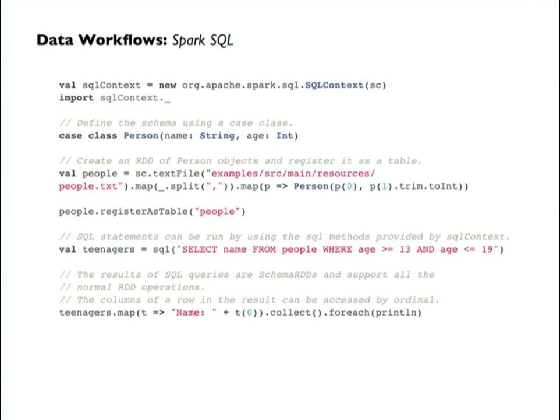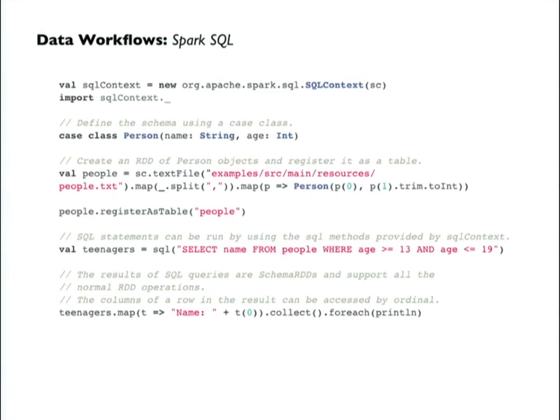So then we're going to create an RDD from a sample file, examples, source main resources, people.txt. We'll take a look at that. But we create this RDD off of a data file. Effectively, it's comma separated values. So we'll do a split on that and then map it to where we're instantiating an object for each row, a person object.